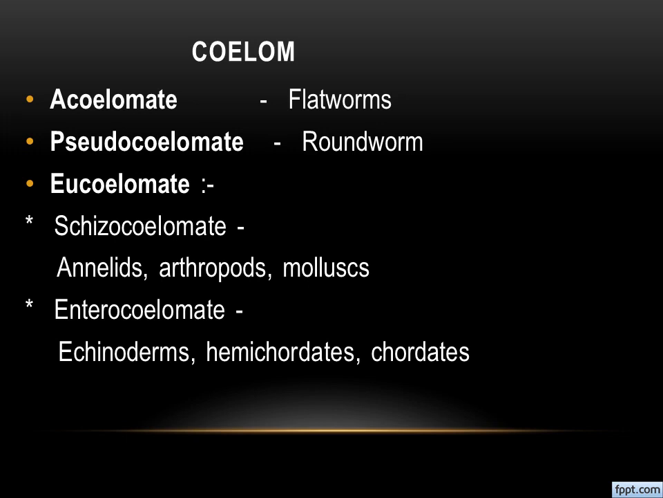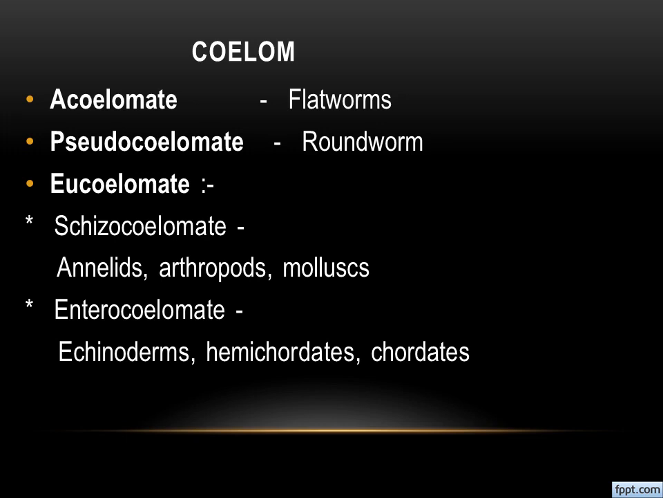And the third one is eucoelomate, which means a real coelom. Here the coelom will be formed from the mesodermal layer. So here there will be a cavity between the body wall and the digestive system, right? This is classified into two subclasses, that is schizocoelomates and enterocoelomates, as per the formation of the coelom. Those details we can see in the next slides. Fine. So eucoelomate is again classified as schizocoelomates as well as enterocoelomates.